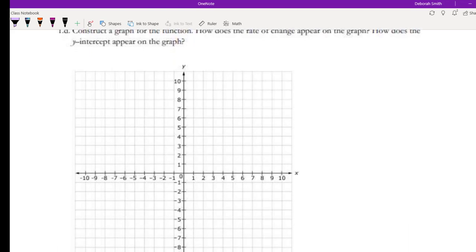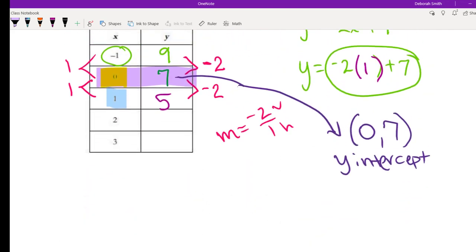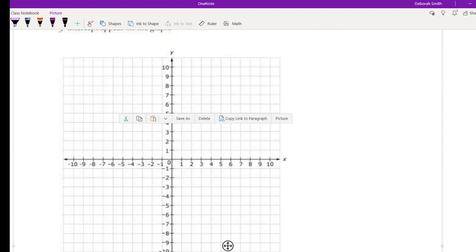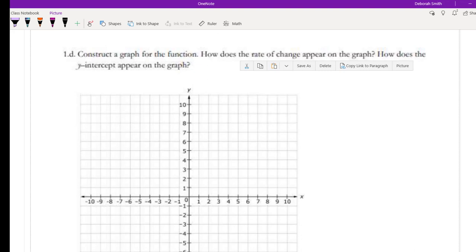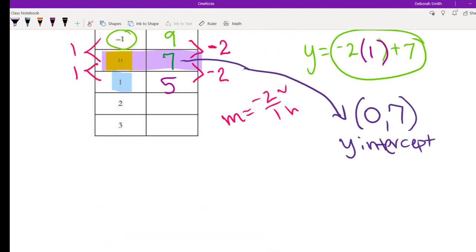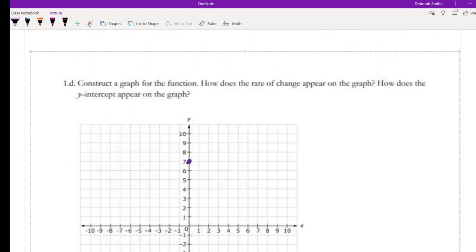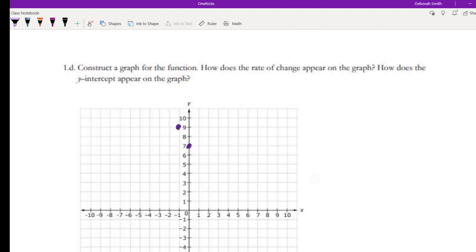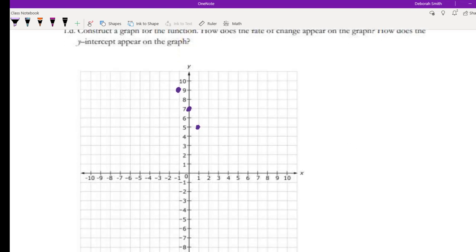So then it asks us to construct a graph for this function. So I'm going to use this table of values. I've got 3 from here. I'm going to start at the y-intercept. I've already got a y-intercept of 0 and 7. So that goes there, and there's your y-intercept. And then I also have negative 1 and positive 9. And then the next one I have is 1 and 5. You guys need to finish out the table, and then you'll need to finish out the graph.